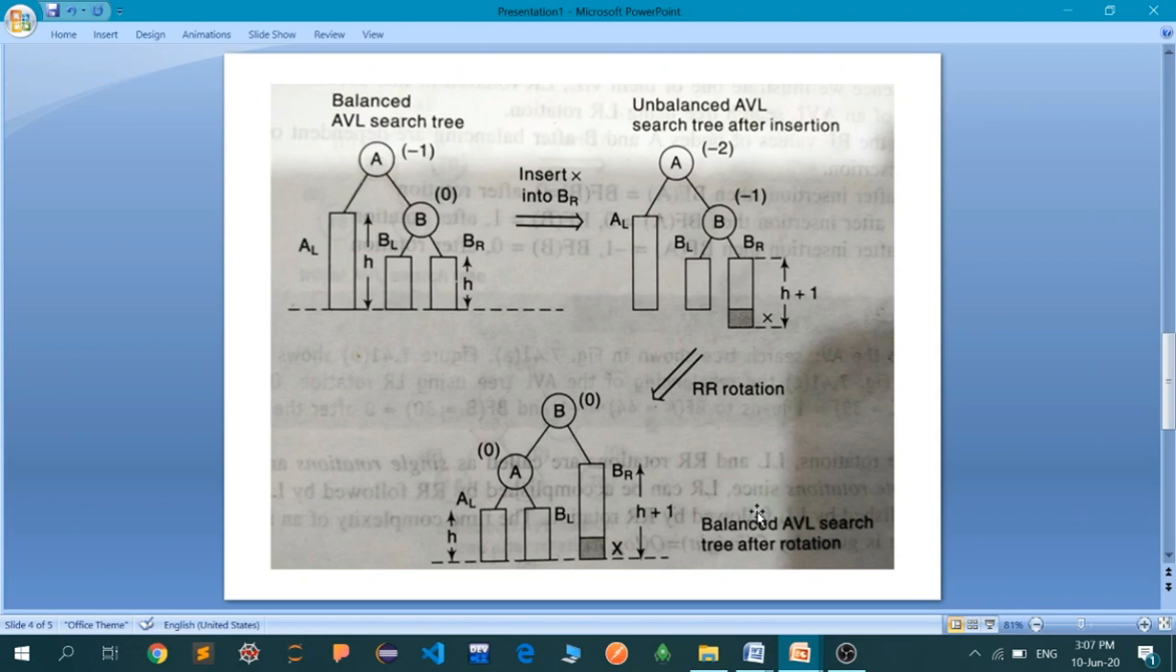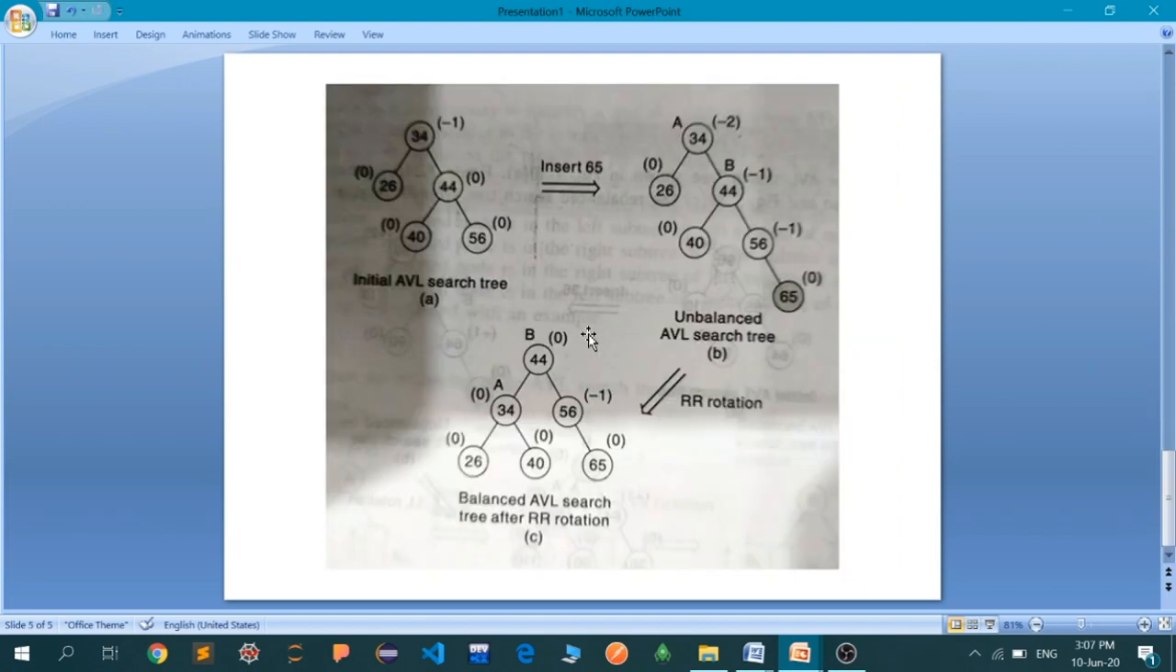In this case, the rotation will take place in an anti-clockwise direction. So at this time, your node A will step down and node B will become the root node, and the left subtree, that is BL, will switch its loyalties from node B to node A, as you can see in this case. So let's see an example.